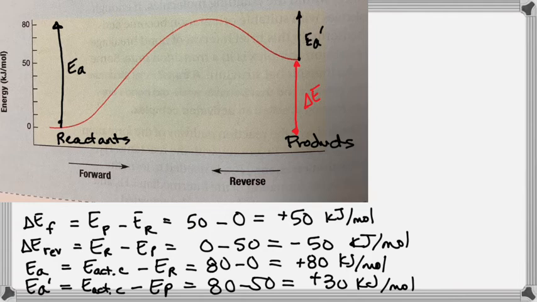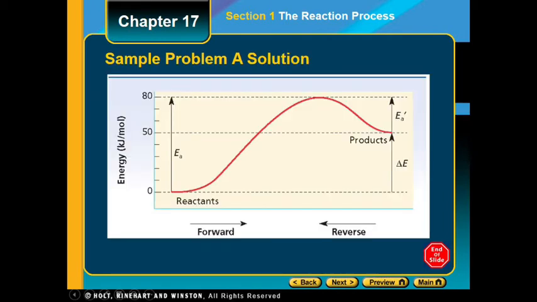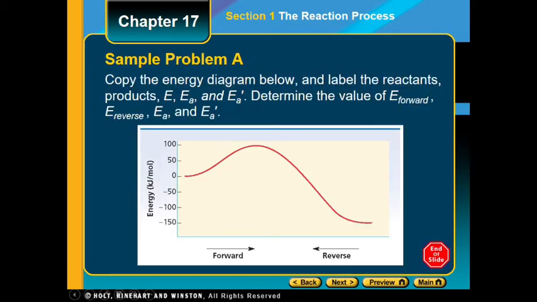Let's go back and look at the actual picture that they gave us in the sample, and let's work through all of that. So if I were to use this one and I were to actually put labels on it, we have this right here as EA. EA prime would be this area. And our change in energy, I'm going to draw it on this side just because I got more room for our change in energy there.